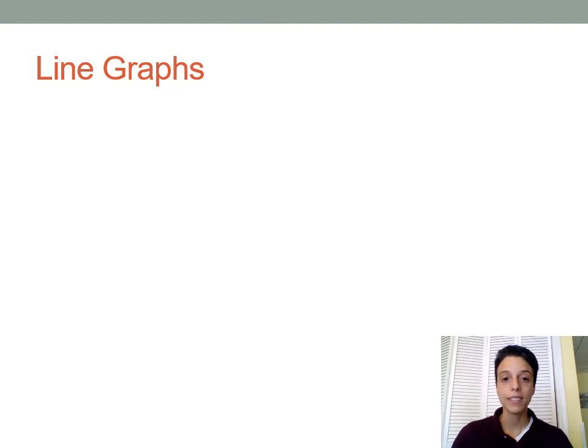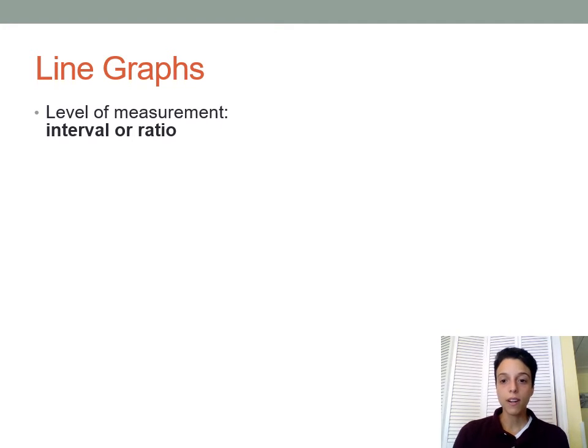And finally, last but not least, we have one more type of graph that we're going to talk about, which is a line graph. Line graphs are only good for interval or ratio level variables, so that means variables that are numerical in terms of the values that they can take on. And what line graphs show you are the value of your variable over time.